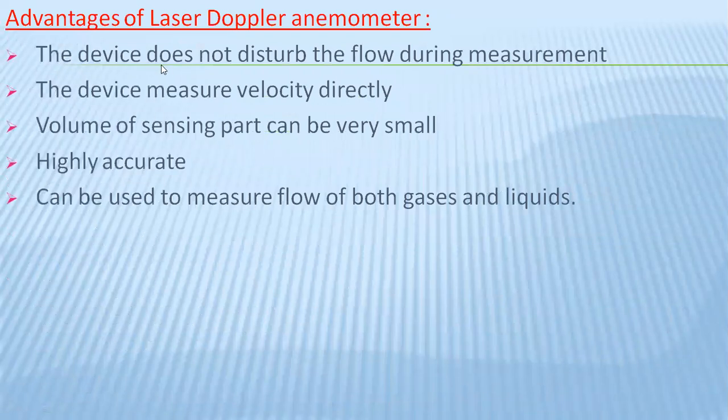And finally, what are the advantages of this laser Doppler anemometer? The device does not disturb the flow during measurement. So the device does not disturb the flow in its running position. The device measures velocity directly. The velocity of the flow is directly measured, and the volume of the sensing part can be very small, highly accurate, and it can be used to measure flow of both gases and liquids. Both for gas operations and liquid operations, we can calculate the flow rate.